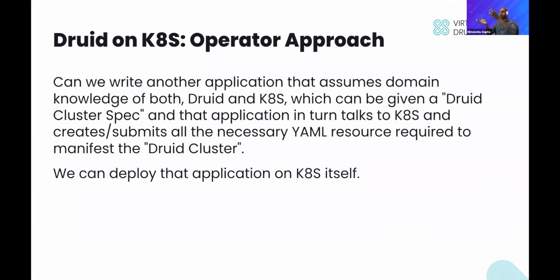I know this slide has a lot of text, which is probably an anti-pattern, but basically what it is saying is: can we write yet another simpler application to which we can give a simple Druid spec, where we are talking in terms of, okay, we want to deploy a Druid cluster. These are the number of brokers, these are the number of historicals, this is the configuration, and these are the JVM parameters. And then that application actually deals with Kubernetes and creates all the resources that Kubernetes needs. And that's pretty much the essence of Druid-operator.